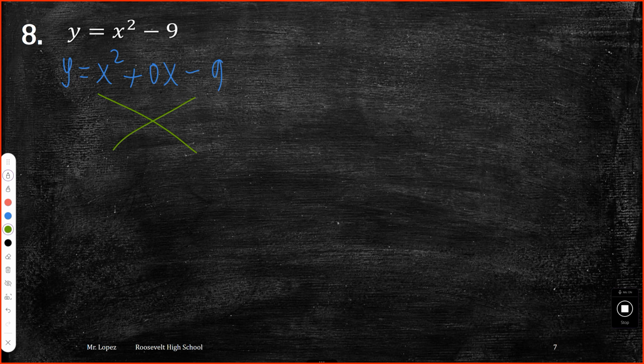So what goes at the bottom? 0. What goes on top? Negative 9. What are the two numbers that multiply to negative 9 and add up to 0? 0. What is it? 0.